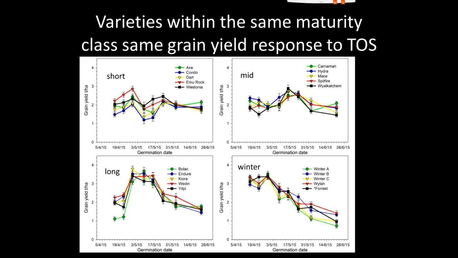Yeah, so I guess another main point is that varieties with the same maturity class in a high frost-prone environment give you the same grain yield response at the time of sowing. It doesn't really matter what short season variety you use, they give you that same grain yield response. Most of the mid-season varieties give you that same yield response. The long season varieties give you that same yield response of being adapted to that early May sowing window. And most of your winters, it doesn't actually matter what winter variety it is, perform really well in that late April or early mid-April to early May window.